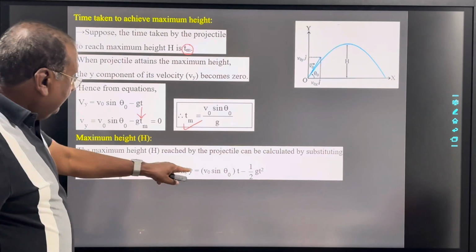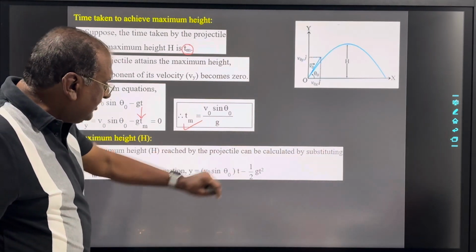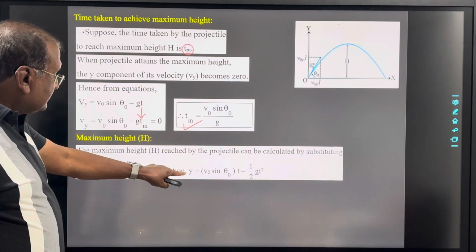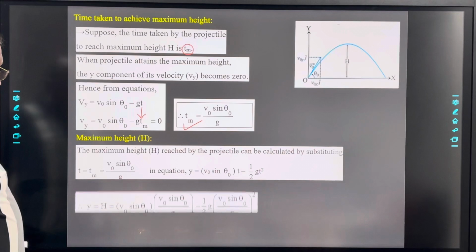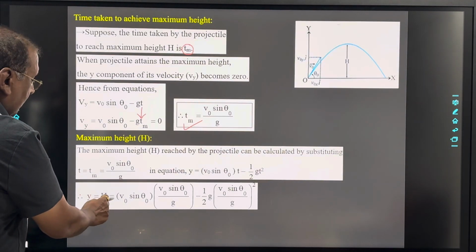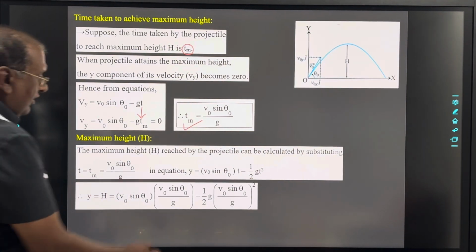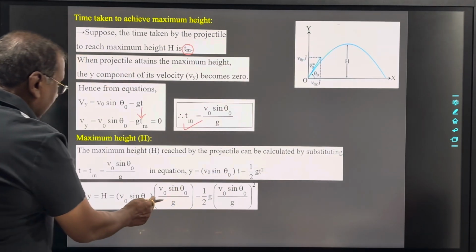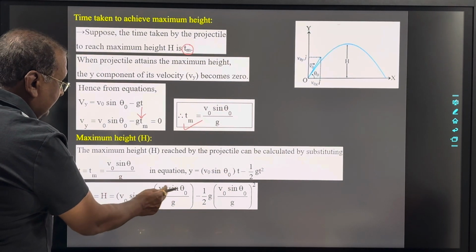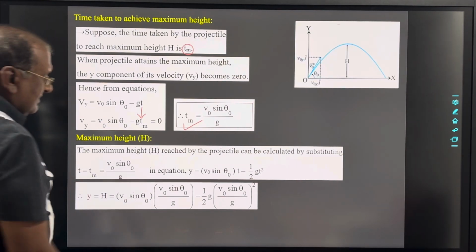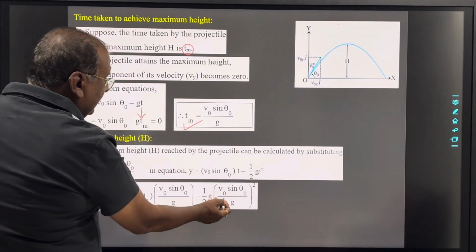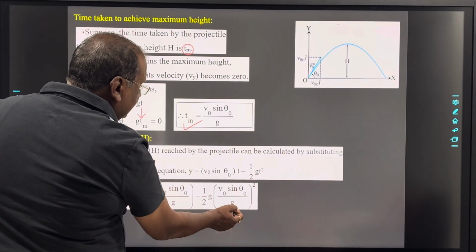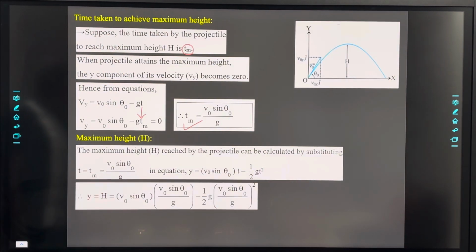So when in this equation we take t equal to Tm, the vertical distance covered y will be equal to h. So we can write now y, that is h, equal to V0 sin theta0, now t is replaced by Tm and the value of Tm is V0 sin theta0 by g, similarly minus half g t square. So t is replaced by Tm, so Tm square, so V0 sin theta0 by g whole square. Clear? Okay. Now see here.